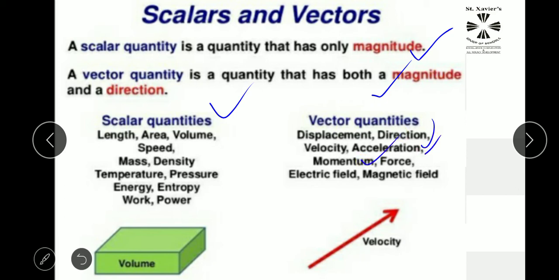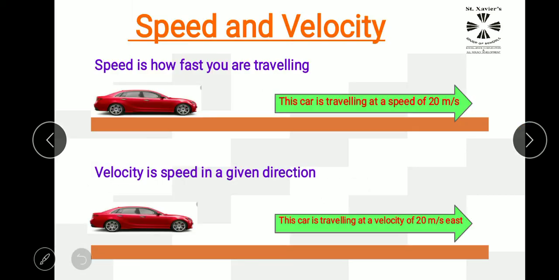Momentum, force, electric field, magnetic field, these all are vector quantities. Whenever we are talking about any field we need to show the direction, and whenever we are talking about direction it is called a vector quantity. To understand it in a better way, let's continue here.